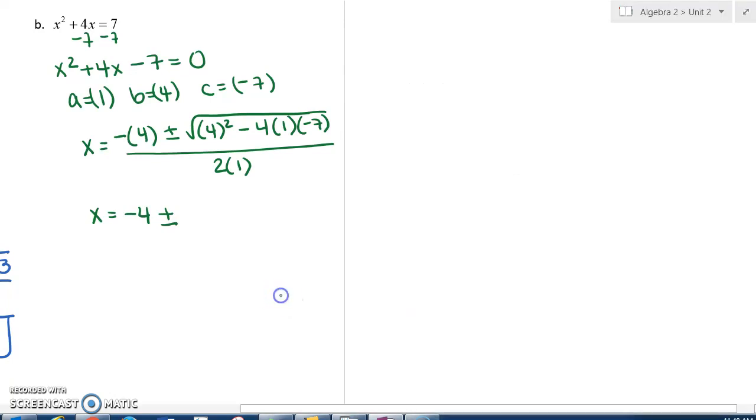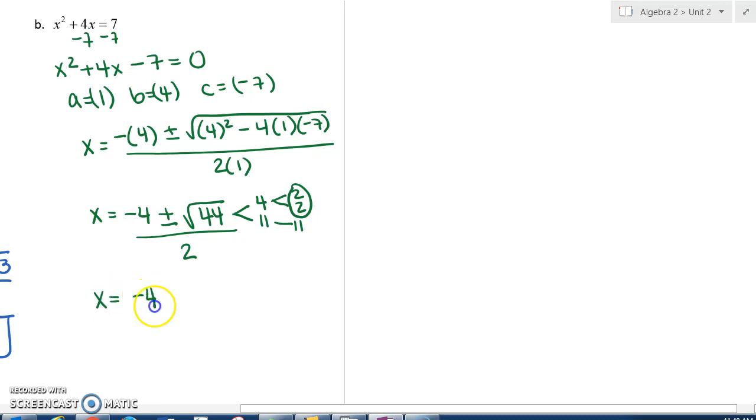And we ended up with 44, so square root of 44 divided by 2 times 1, which is 2. Now 44 breaks down to 4 times 11, and 4 breaks down to 2 times 2. 11 doesn't break down anymore, but you can see a pair, so 2 is going to come outside. So we have x equals negative 4 plus or minus. The 2 will come outside. The square root of 11 will stay back, divided by 2.